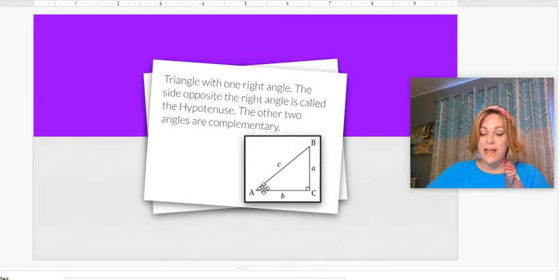The other two angles together are complementary, which means these two, angle A and B, add up to 90 as well. So you have the 90 of those two acute angles, then you have this 90. That's where they make the 180. And the opposite side of the right angle is always called the hypotenuse.